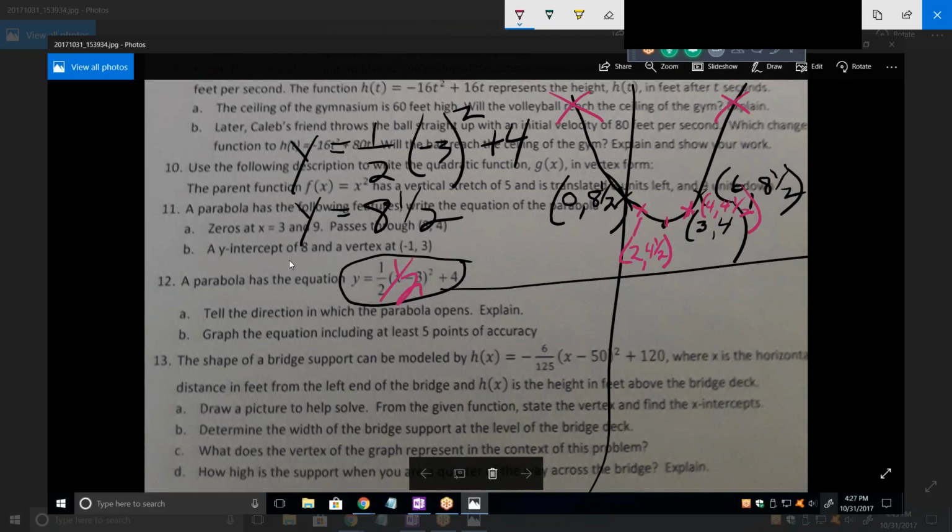Right. There's really not much reason to ask for 5 points of accuracy when it doesn't cross the x-axis. These 2 points in red aren't important points on this parabola. The key points on any parabola are the vertex, the y-intercept, and the x-intercepts. Well, this doesn't have any x-intercepts. So asking for 5 points is a little silly, but don't tell your teacher I said that.